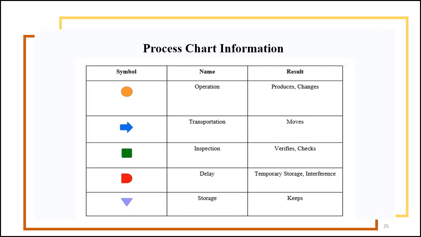Moving forward to the process chart, here in this table we have the process chart information, and these are the symbols that we used for our process chart. First, we have the yellow circle, which stands for operations, which in this case is mainly excavation. And then we have the transportation symbol, the inspection symbol, the delay symbol, which stands for temporary storage. And then the purple symbol, which stands for storage or permanent storage.